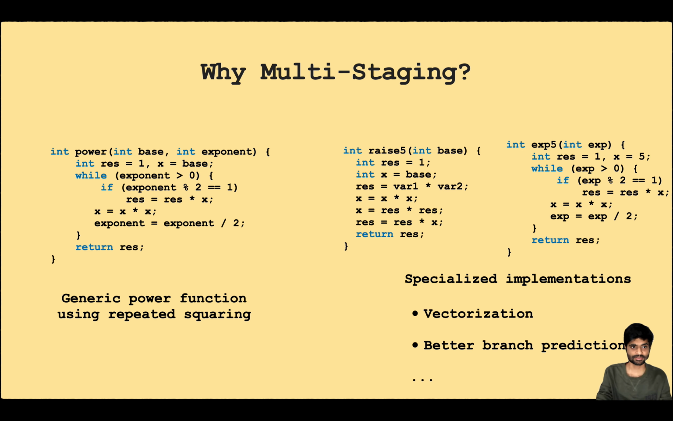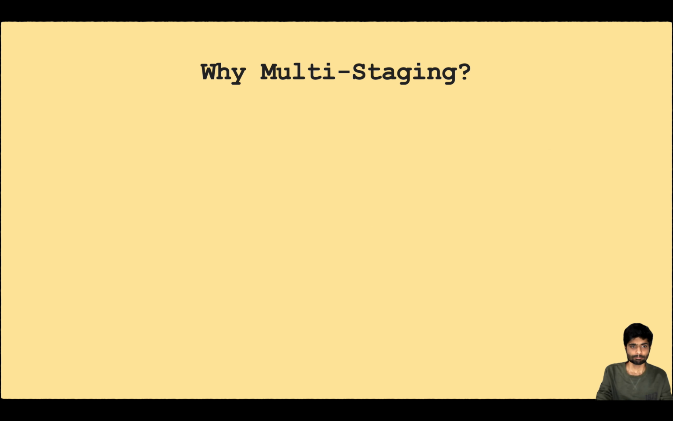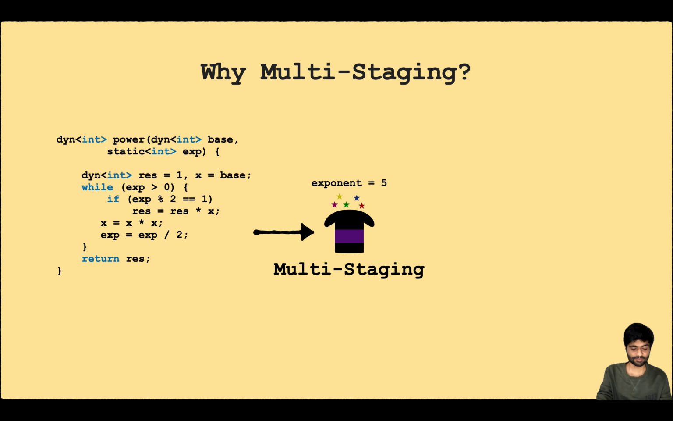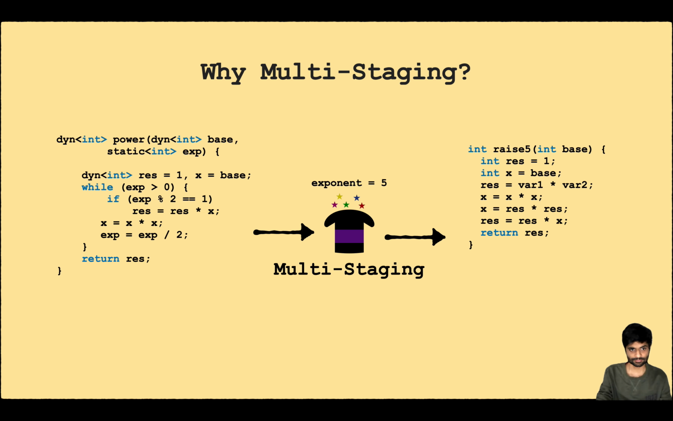the compiler optimizations. But with multi-staging, we can write a generalized implementation once, pass it through our favorite staging framework with certain inputs to generate a specialized implementation, giving us the best of both worlds. This reduces the development time and effort without compromising performance.